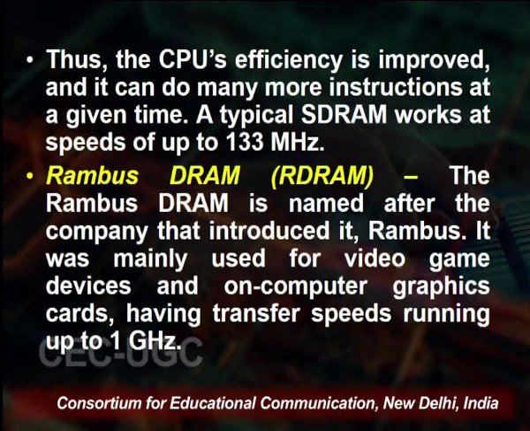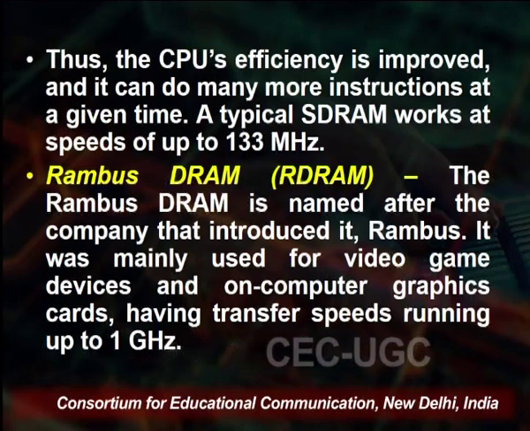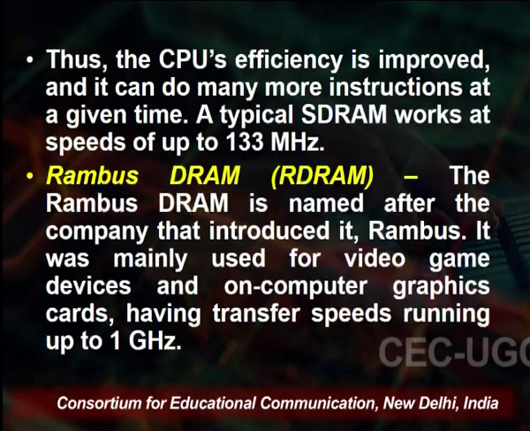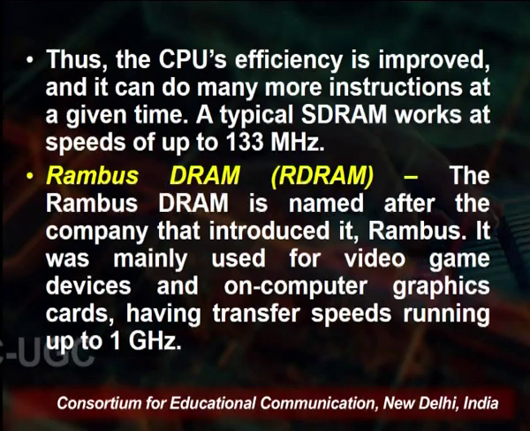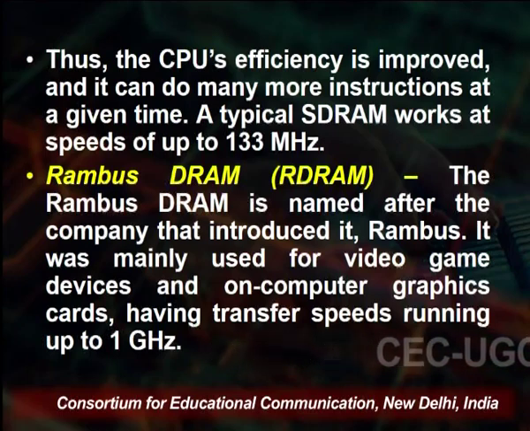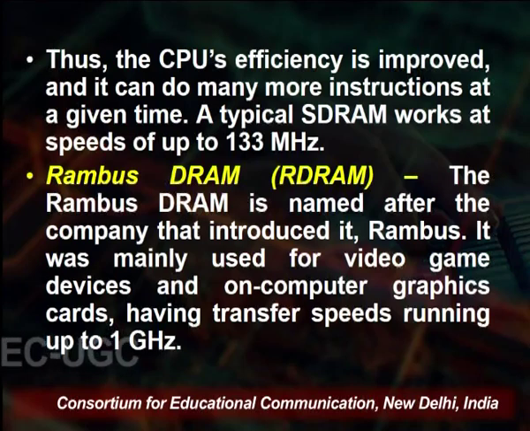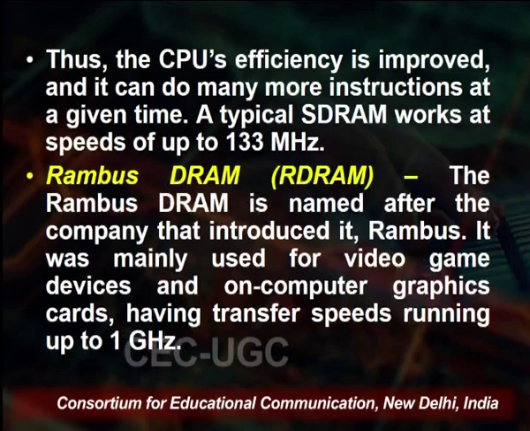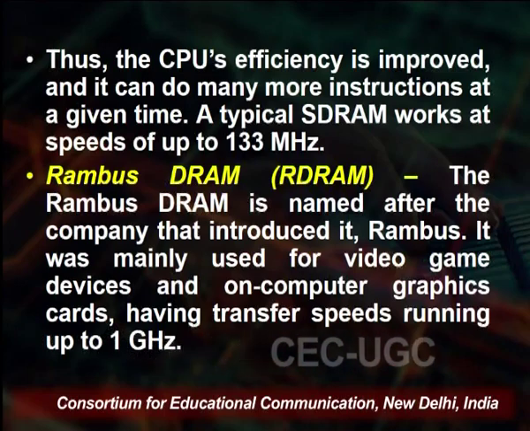Another is the Rambus DRAM. This Rambus DRAM is named after the company that introduced it, Rambus, and it was mainly used for video game devices and on computer graphics cards, having transfer speeds ranging up to 1 gigahertz.